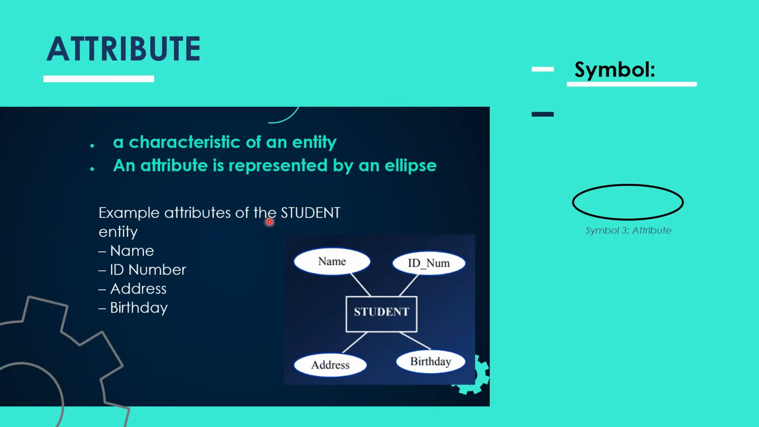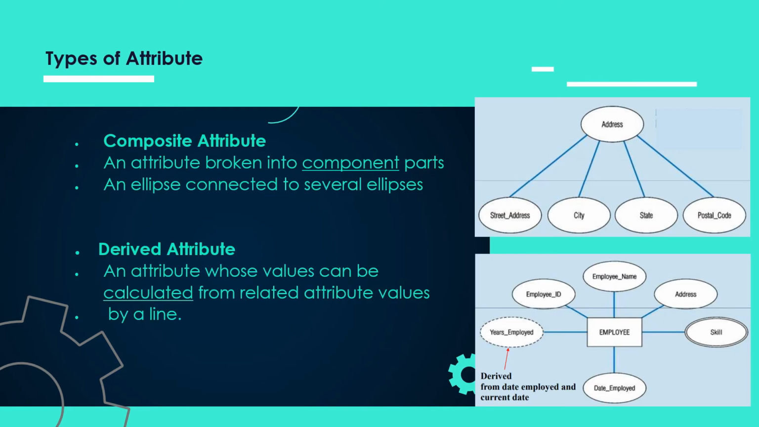Next is attribute. An attribute is a characteristic of an entity, and it is represented by an ellipse. So examples of attributes of the entity student are name, ID number, address, and birthday. The unique identifier of student is the ID number. There are two types of attribute. It can be a composite attribute or a derived attribute.